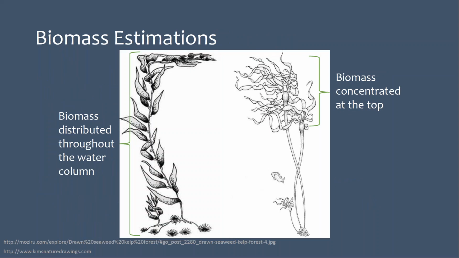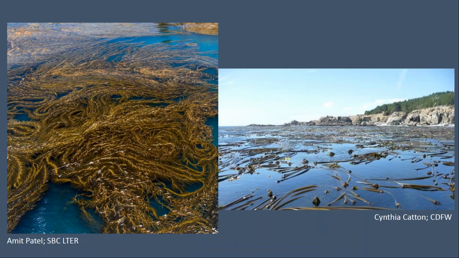So now I'm going to transition into some of the biomass estimations that I'll be making this summer. Next slide. So from these photos, you can see that on the left is a giant kelp canopy, and on the right is a bull kelp canopy. And that they look distinctly different, and that impacts what we see from space.